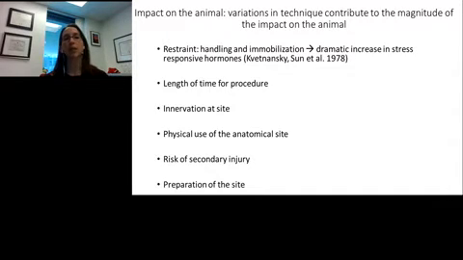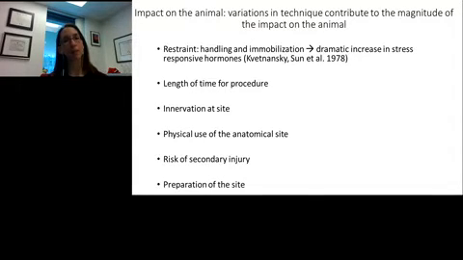I also think it's important to consider the physical use of the anatomic site that's going to be punctured. So for instance, with the submandibular or the facial vein phlebotomy, if that causes tissue damage to the masticatory muscles as the mice are chewing post-procedure, they might experience discomfort. You could also think about the saphenous vein. If there's some tissue trauma in the leg, that might cause discomfort during ambulation. So it's important to think what the mice might also use that site for.